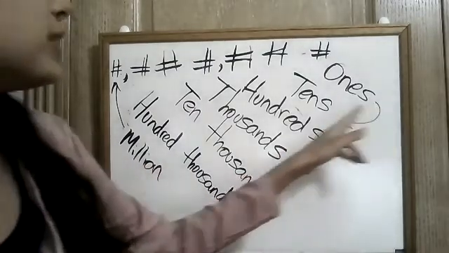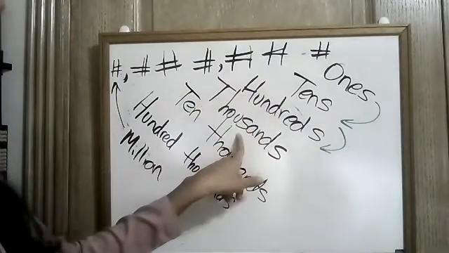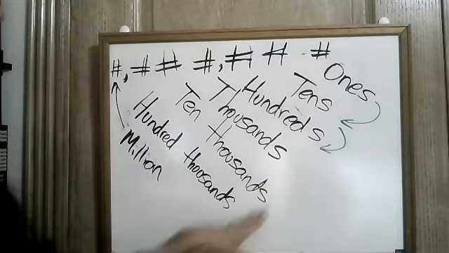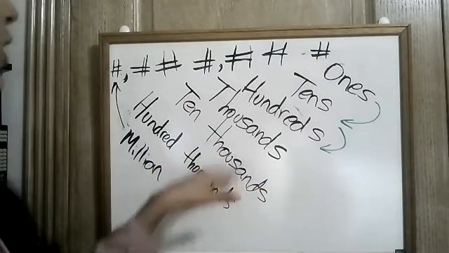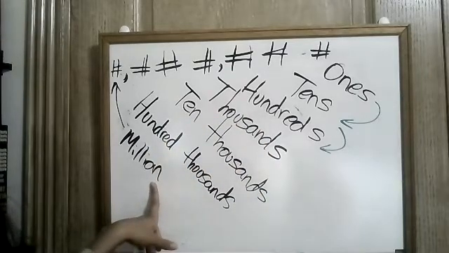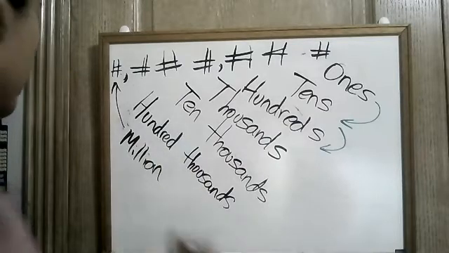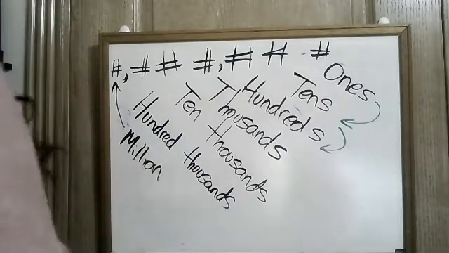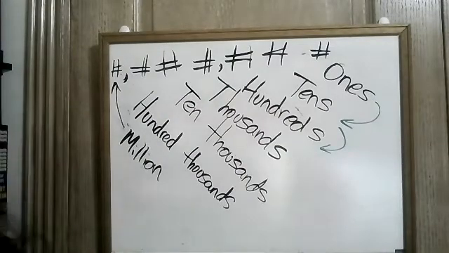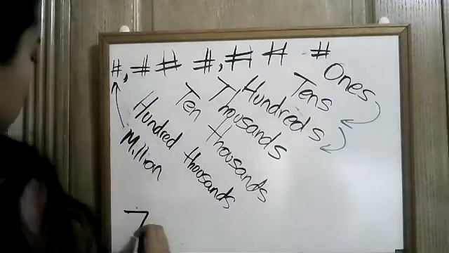So we start with ones, tens, hundreds. This is where we get into the commas, thousands, 10,000s, and 100,000s. At that point, we stop repeating the thousands. We're going to go ahead and say million. So let's say I have a really big number. So we have this.